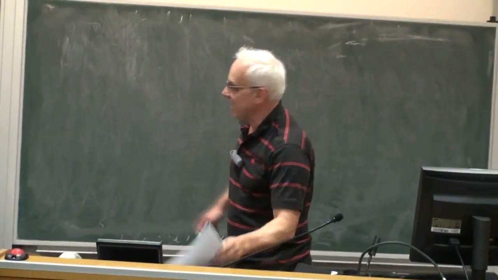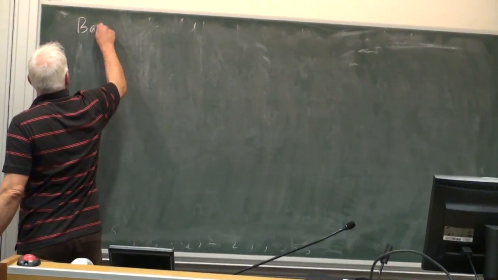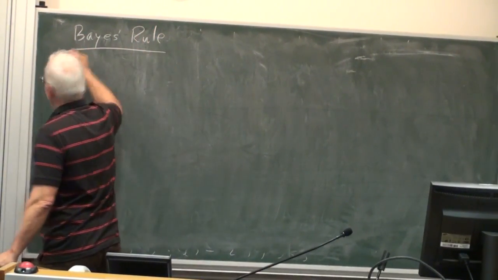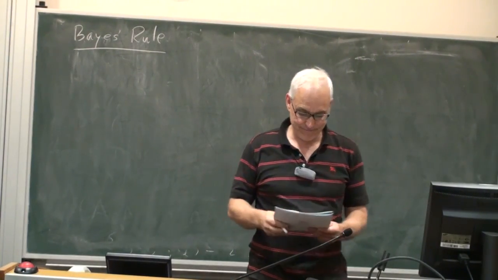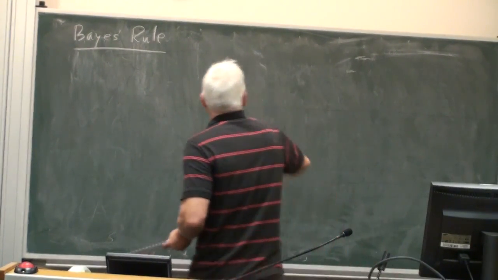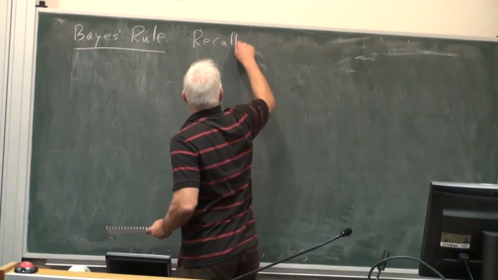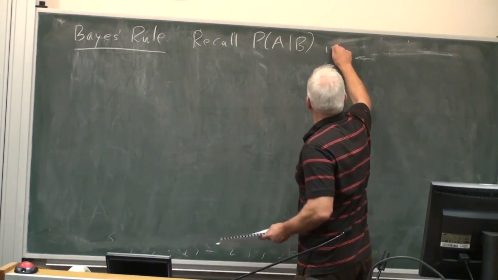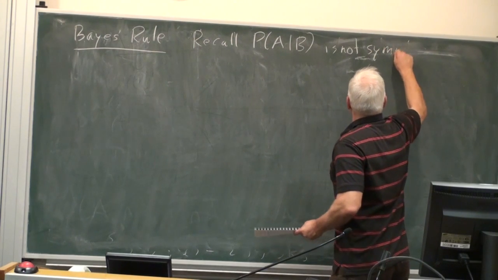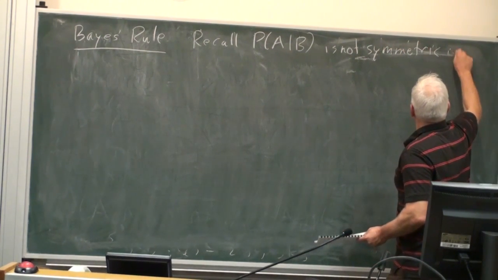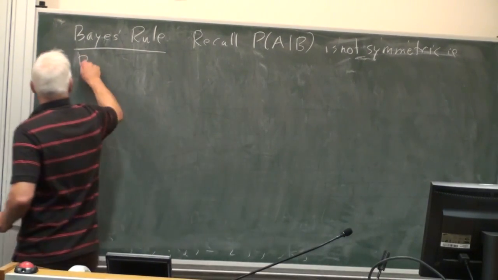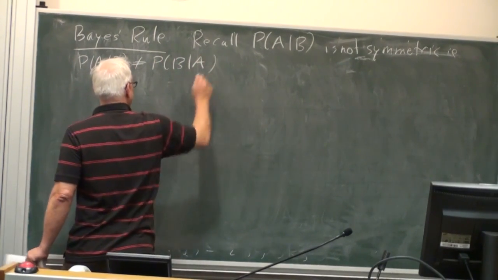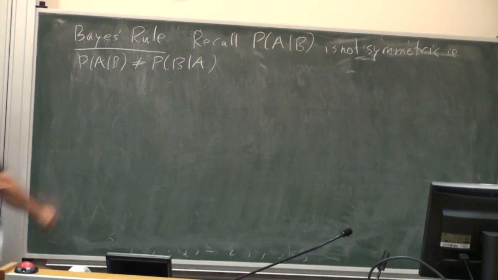All right, so now we want to talk about Bayes' rule, which is sometimes a more unintuitive application of the same circle of ideas. All right, so recall that conditional probability is not symmetric. So the probability of A given B is certainly not, in general, equal to the probability of B given A. Okay, so here's the rule.